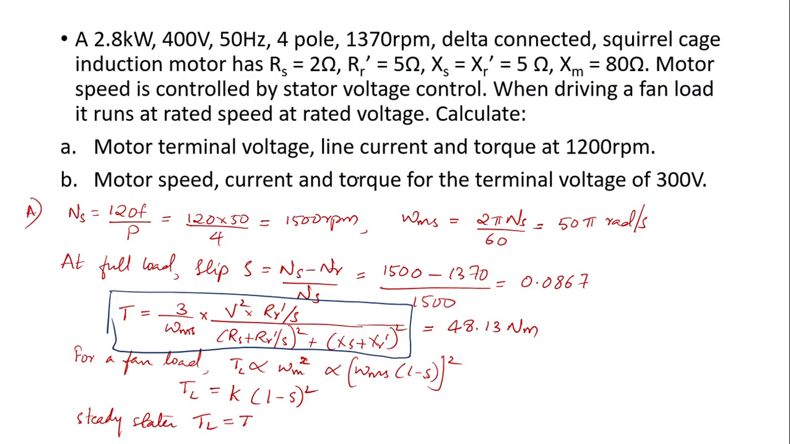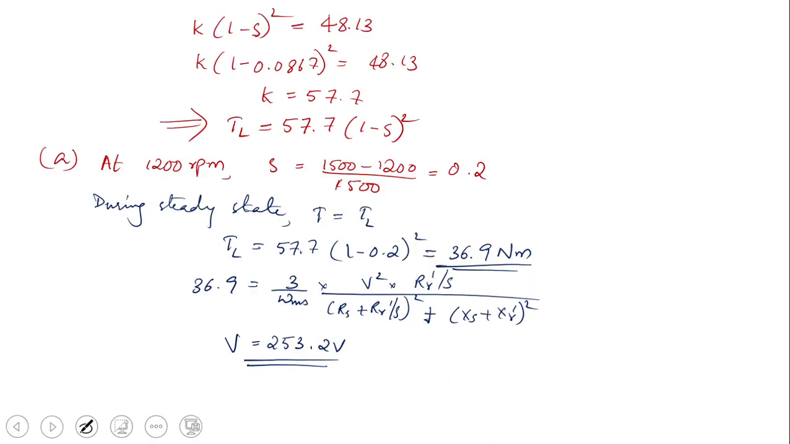So you have got the value of torque, you have got the value of voltage, and the other parameter that they have asked is the line current. The line current can be found from our equivalent circuit.